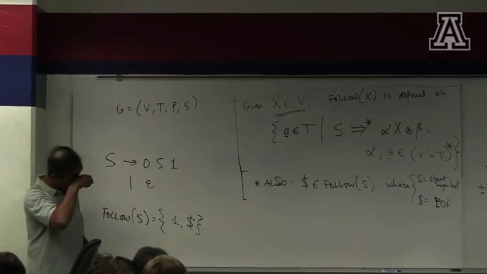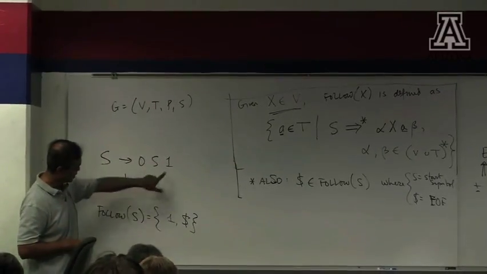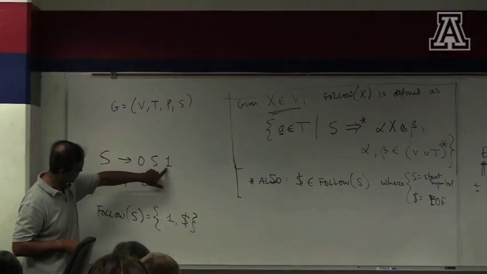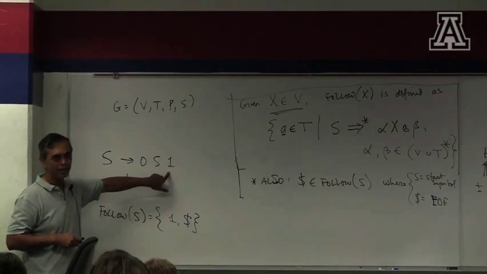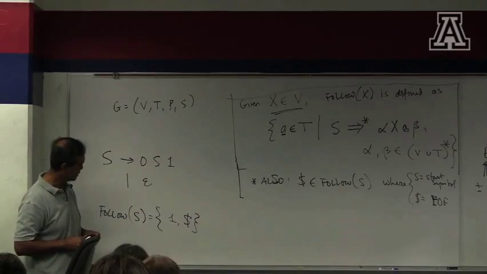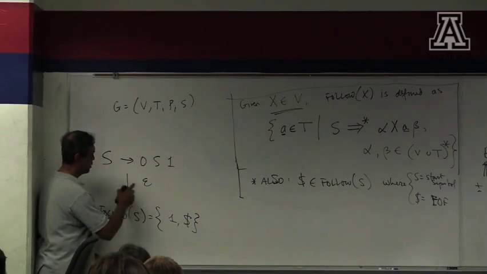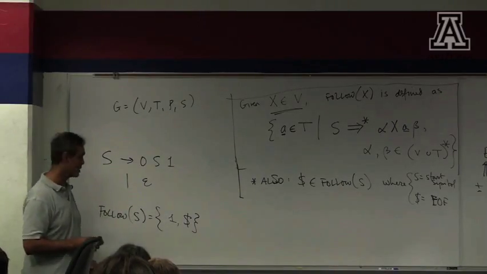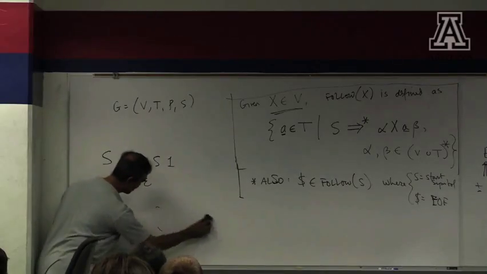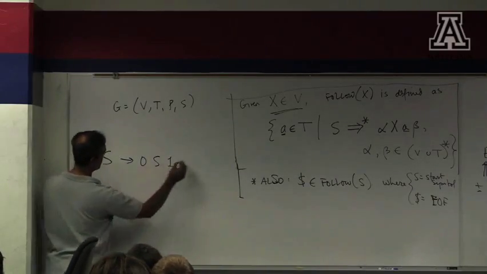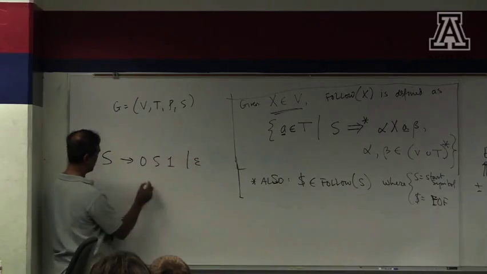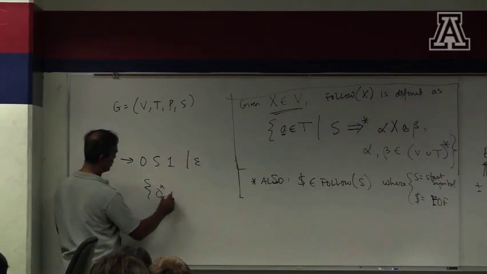All right, so this was easy, and we can extend this to more complex grammars, but look at the tokens that come after the grammar symbol, and that tells us the follow set. So now here is a slightly more complex grammar. This grammar, S goes to 0 S 1 or epsilon, gave us the language 0^n 1^n, right?